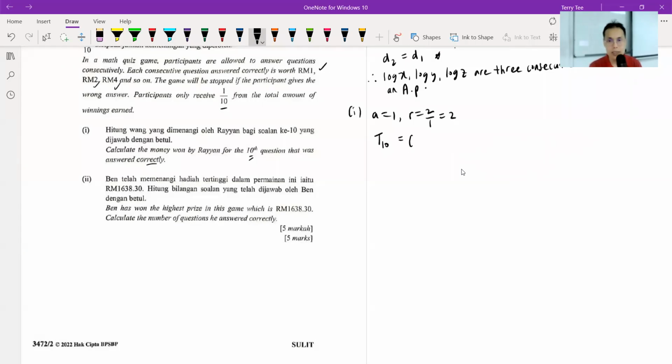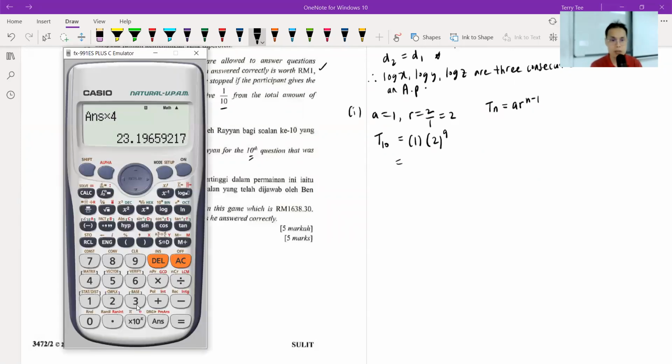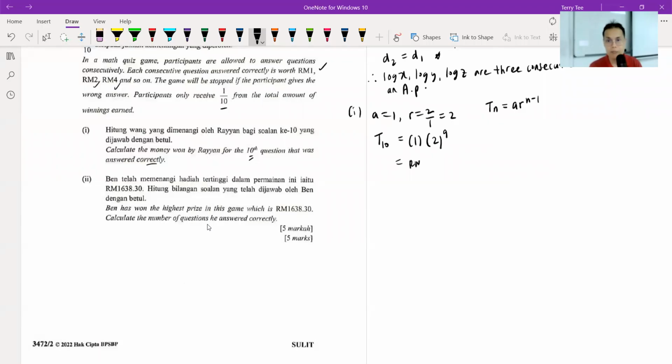Okay. So I know my a is 1, my r is 2, my n is 10. 10 minus 1 is 9. Remember, for geometric progression, Tn is a r to the power n minus 1. So basically, this is 2 to the power 9. I use the calculator. 2 to the power 9 is 512. RM512.